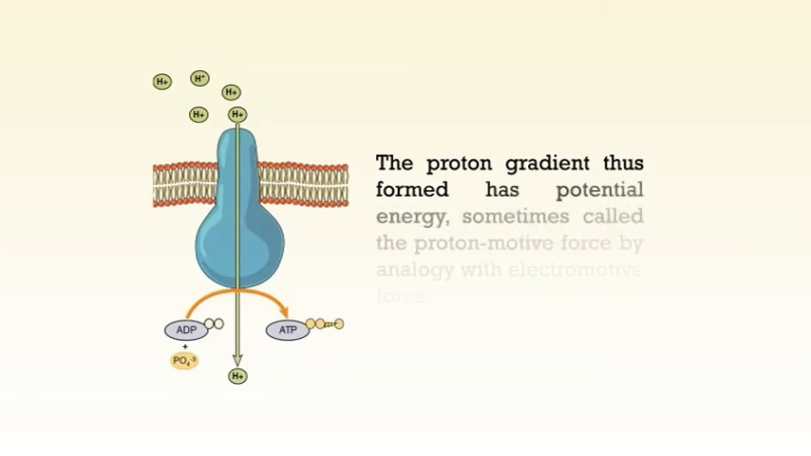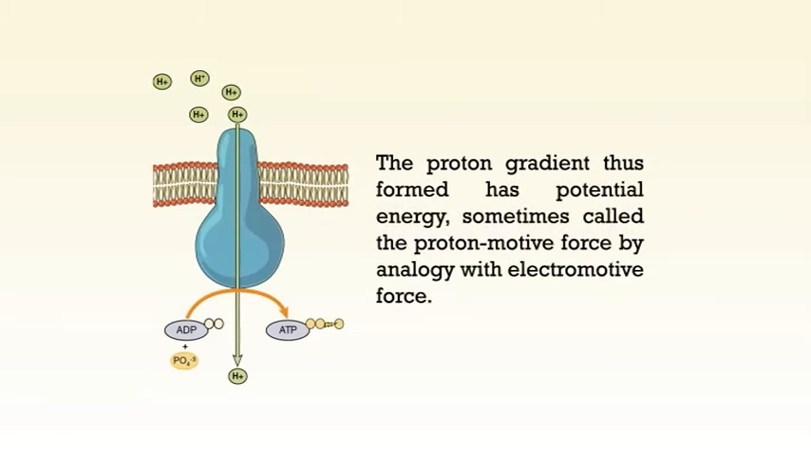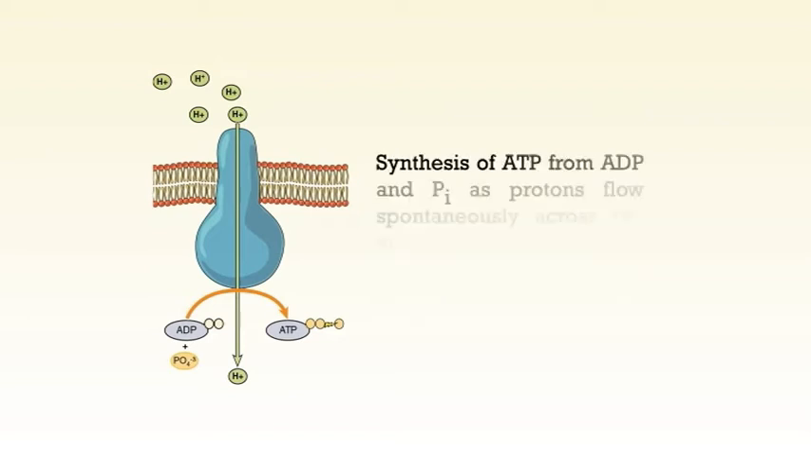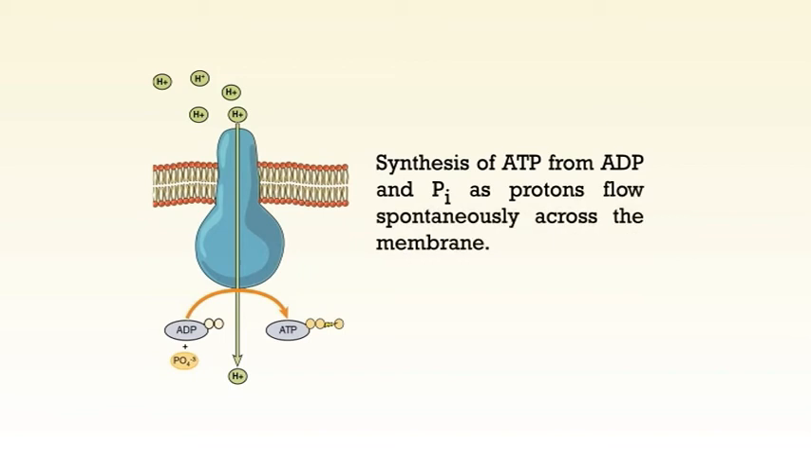In the mitochondrion, for example, membrane-bound enzymes couple electron flow to the production of a transmembrane pH difference, accomplishing osmotic and electrical work. The proton gradient thus formed has potential energy, sometimes called the proton motive force by analogy with the electromotive force. Another enzyme, the ATP synthase in the inner mitochondrial membrane, uses the proton motive force to do chemical work, that is, synthesis of ATP from ADP and inorganic phosphate as protons flow spontaneously across the membrane.